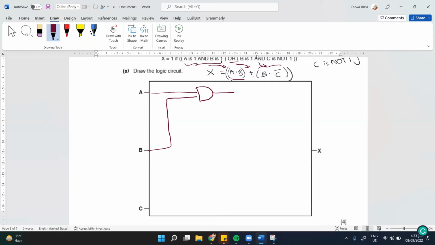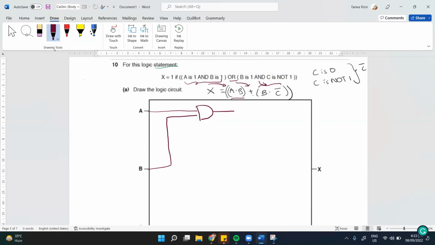Sorry? NAND gate is with the dot. The NAND gate is with the dot. We're not using NAND though, right? Oh yeah, sorry. It would have been NAND if they said A is not one and B is not one, then that would have meant that they're using the NAND gate. Yeah, sorry. Okay, since it's A is one and B is one, we're just doing A dot B.